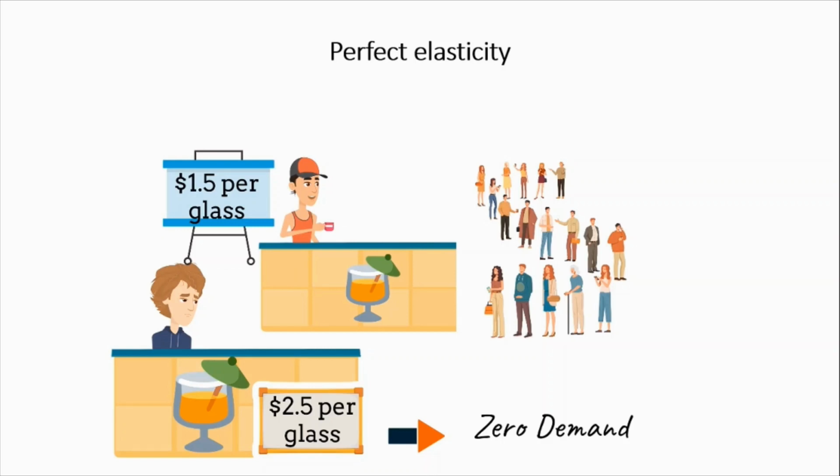So what is the idea behind this? Small changes in price lead to very large changes in the quantity demanded. If the price increases by a very small amount, the quantity demanded becomes 0. On the other hand, if the price decreases even by a very small amount, the quantity demanded increases by a very large amount. This is called a case of perfect elasticity of demand.